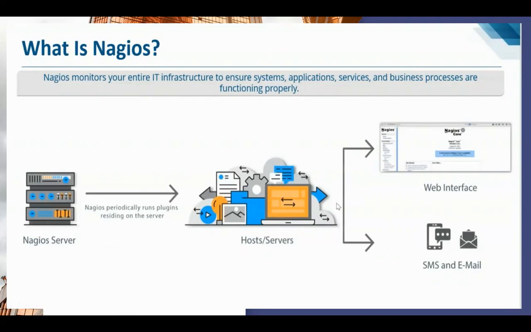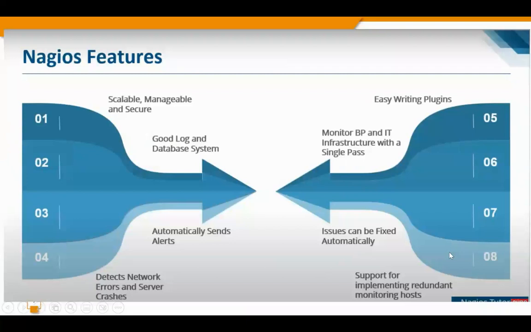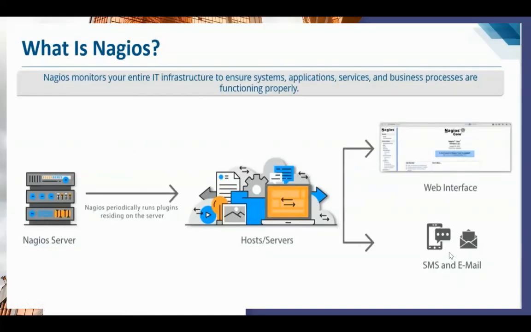Nagios runs plugins residing on the same server. Those plugins contact hosts and servers on your network or internet. So we can view the status in the web interface and we can receive SMS or email if something goes wrong. It behaves like a scheduler which runs a certain script at a certain time.